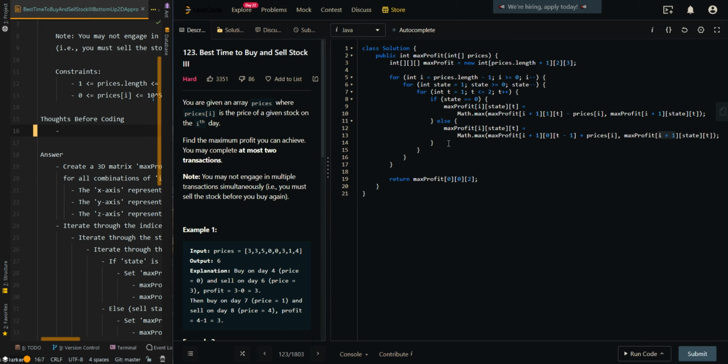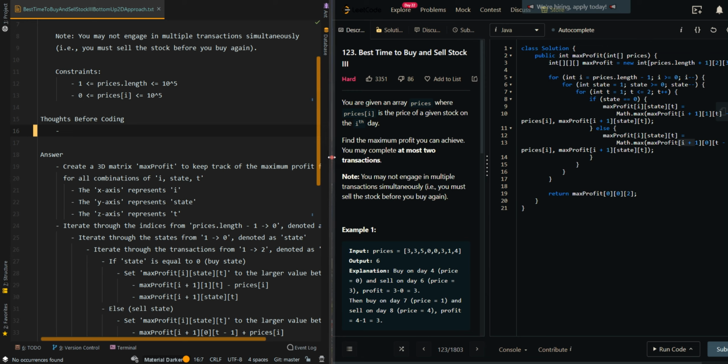In this video, we'll be going over the bottom-up 2D matrix approach of best time to buy and sell stocks 3. So previously in the 3D bottom-up approach, we can see that in each of the iterations, we are only relying on values from the rows i plus 1. This means we can use a 2D matrix to represent our 3D matrix. Let's go over the thought process.